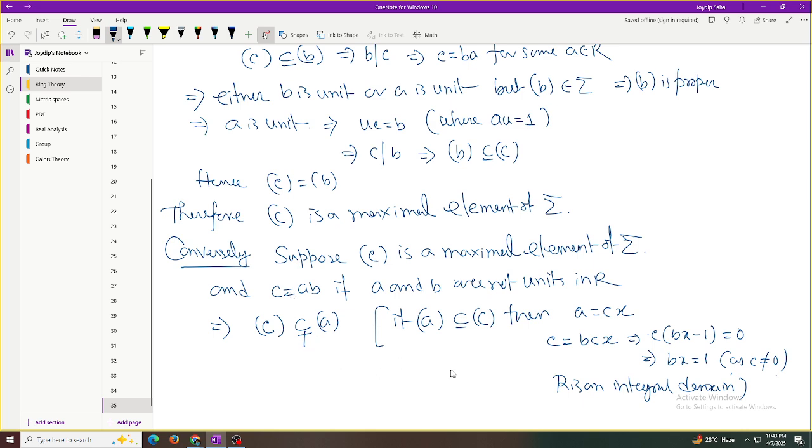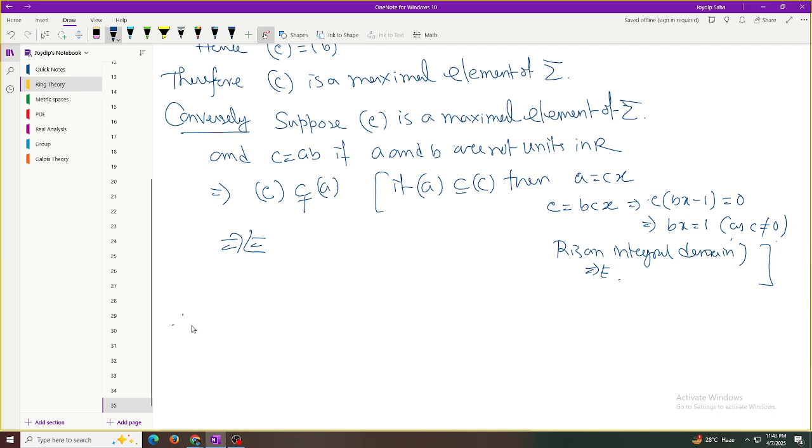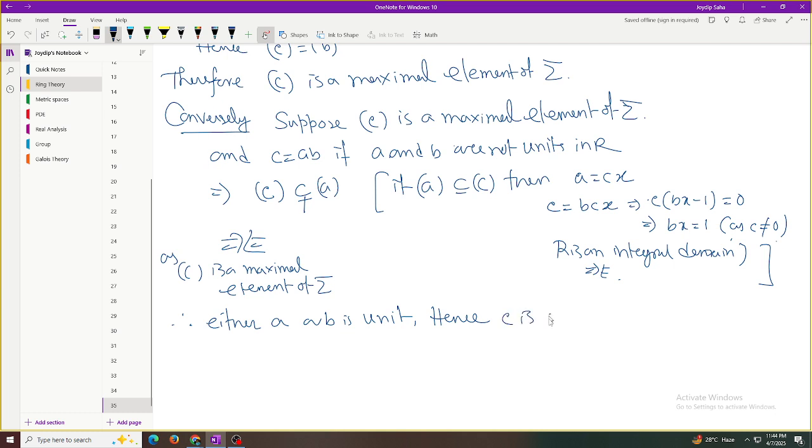So therefore a contradiction. B is unit. Okay, A and B are not unit. This is proper. Contradiction. Therefore, because C is the maximal element of sigma, either A or B is unit. Hence, C is irreducible.